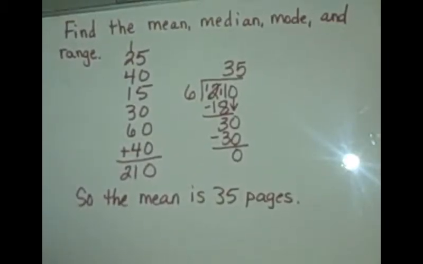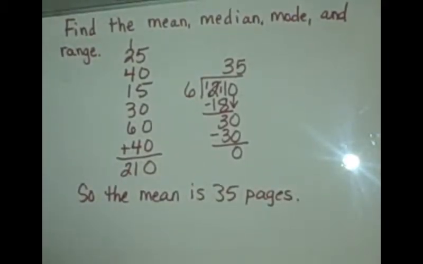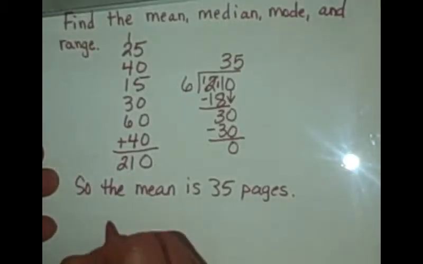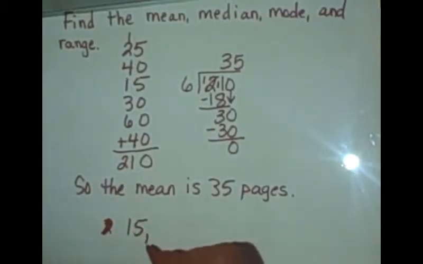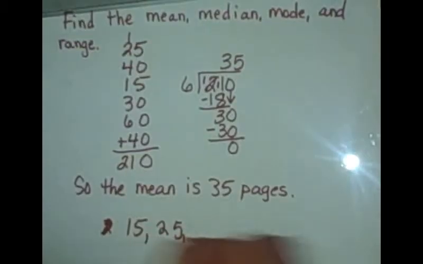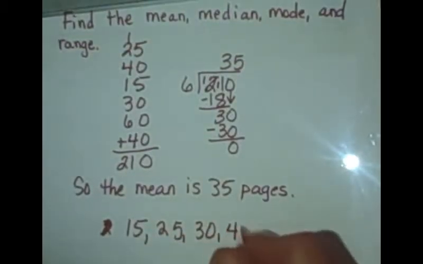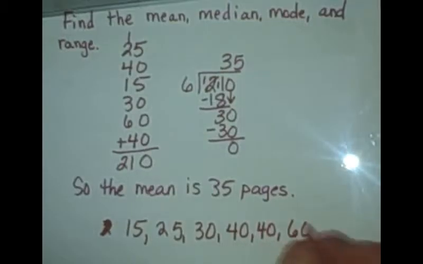To find the median, we're going to put the numbers in order from our data table here. We're going to put our numbers in order from least to greatest. Then we're going to mark off high and low values until we reach the middle. So I'm going to write my data numbers in a list from least to greatest. We have 15, 25, 30, we have 40, 40, and 60. These numbers came from my data table that we started with. Now I have an order.